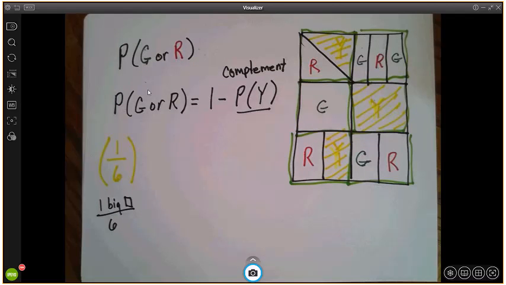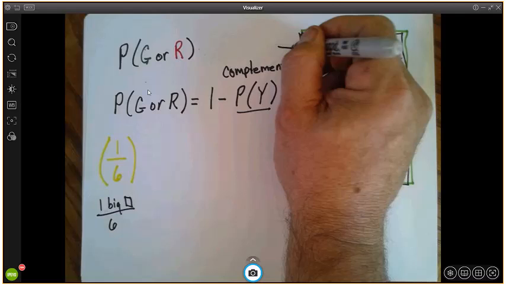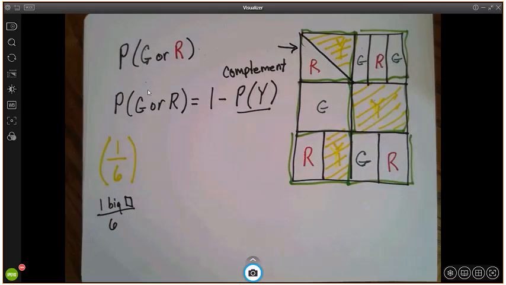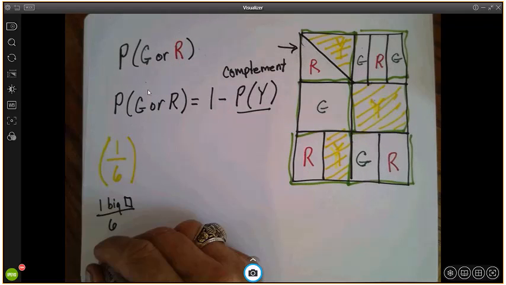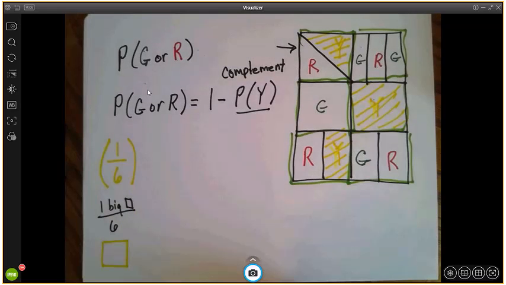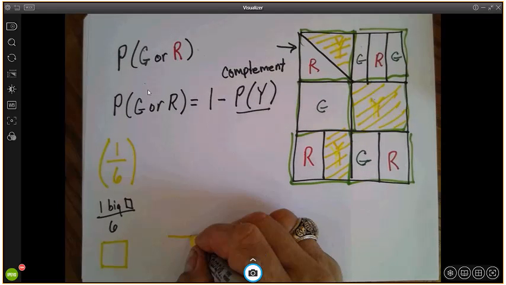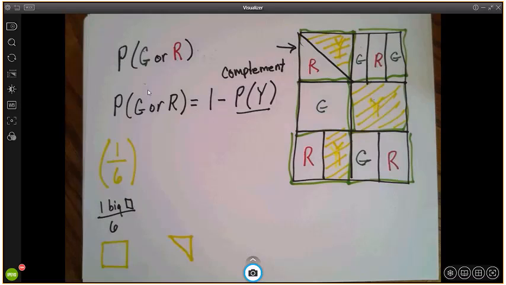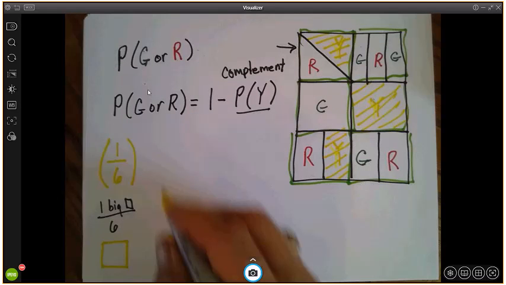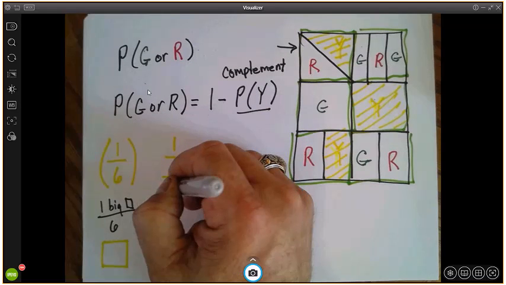Now let's move to this one right up here. That's a big square, isn't it? Yes. But only half of it is yellow. So I'm going to draw this as a big square, and then I'm going to draw this one. So that would be 1/6 divided by what? 2 over 1.